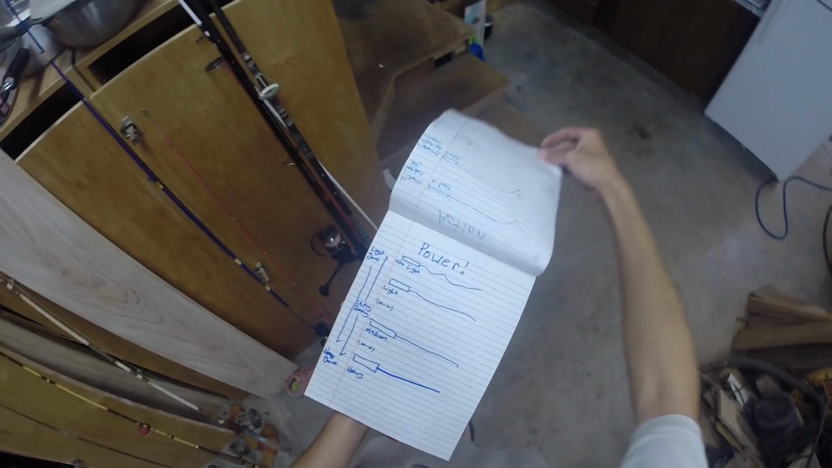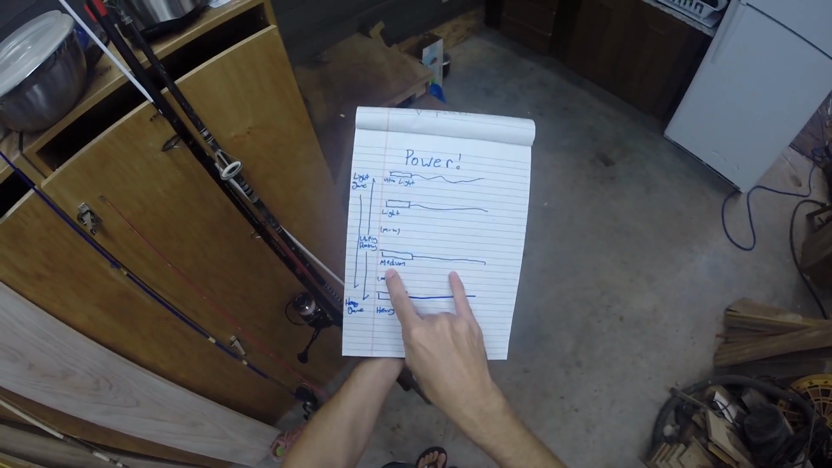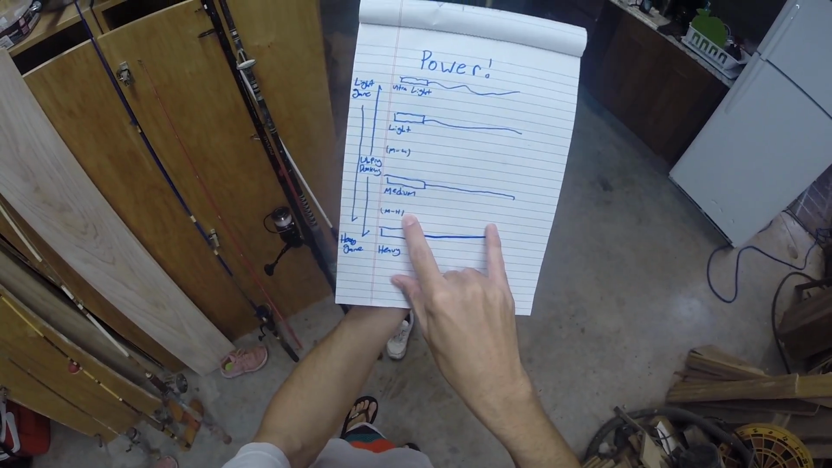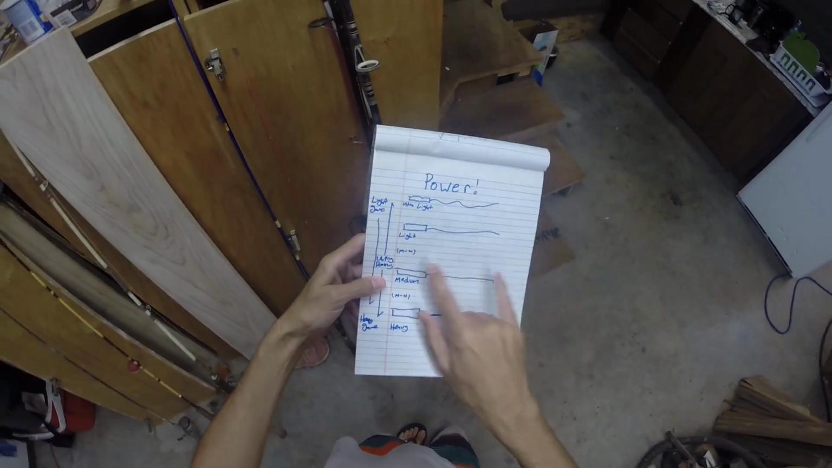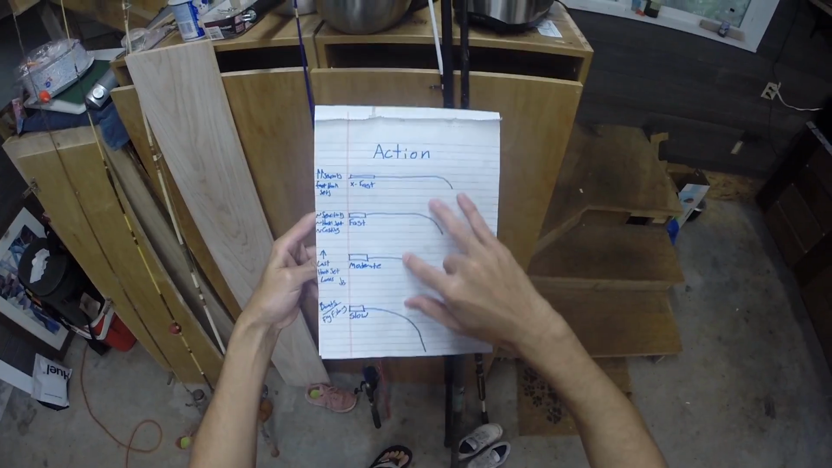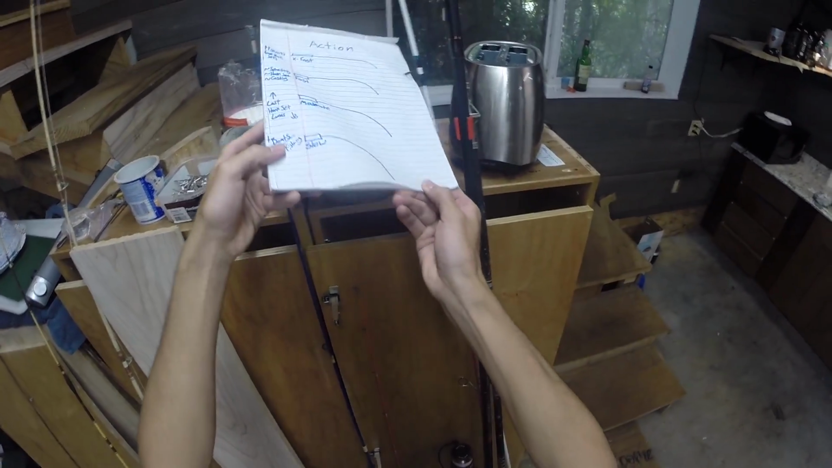We can infer that the power is most likely in the medium range, perhaps towards the medium heavy range. I wouldn't say it's medium light, it's definitely not light. I'd probably say medium heavy. We'll just get an idea of what kind of action we have here.